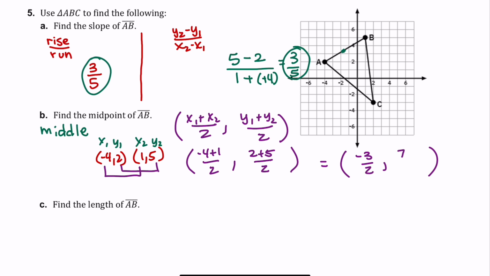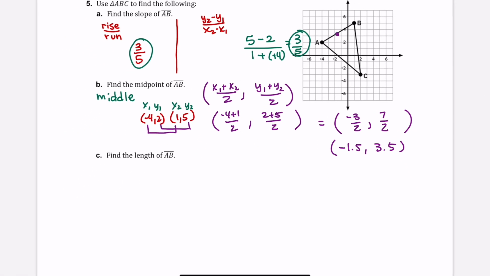And 5 plus 2 is 7 over 2. This would be as a fraction. If I put that as a decimal, I'd have negative 1.5 and 3.5. And that looks very close to what we had here when we kind of eyeballed it. But we can know exactly where it is by using the formula.